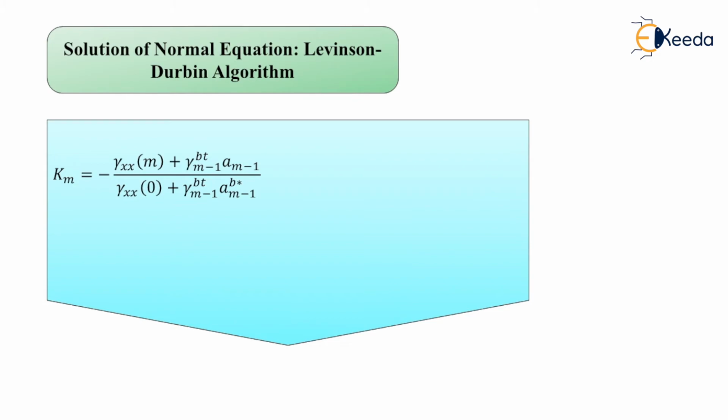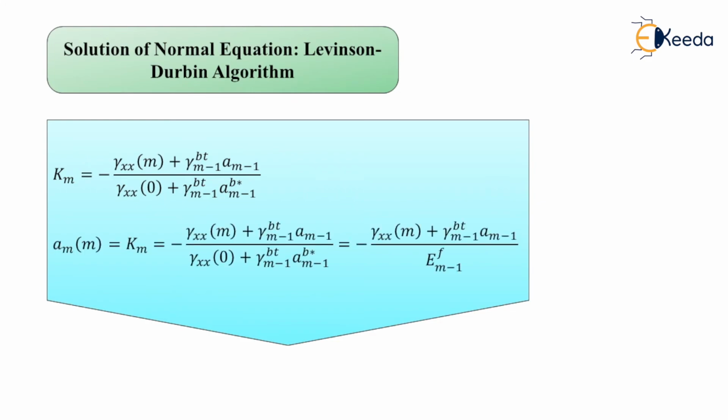Now, if we make the substitution of K_m from this equation and d_{m-1} from one of our previous equations into the matrix form of a_m here, we get the new form of the equation where we write small a_m(m) equal to K_m, that is equal to minus the ratio where the numerator is γ_xx(m) added to γ_{m-1}^{bt} further multiplied by a_{m-1}, and this is divided by γ_xx(0) further added to γ_{m-1}^{bt} multiplied by small a_{m-1}^{b*} here.